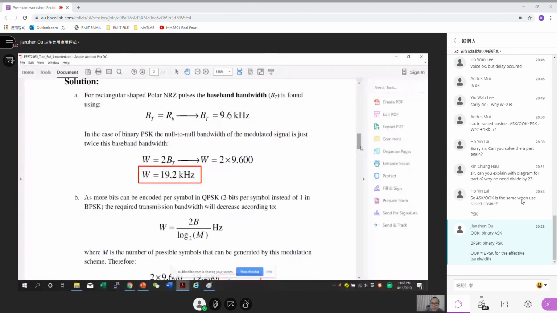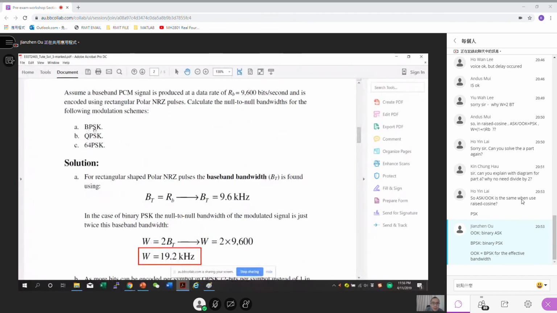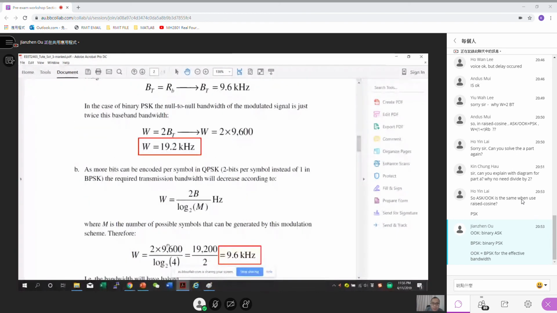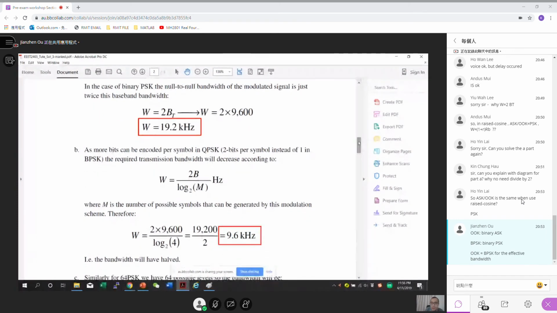Yeah, that's for BPSK. For QPSK, because the level becomes 4, log 2 of 4 is equal to 2. You can use the calculator to prove it anyway. That's why you have to bring the calculator into the exam venue to be more effective. And then 2B here is 19.2 kilohertz. So 19.2 kilohertz divided by 2 is equal to 9.6 kilohertz.